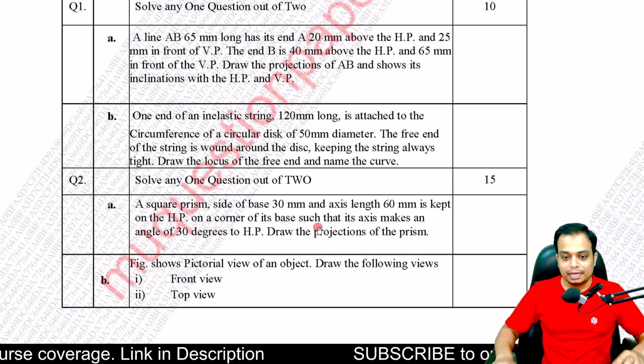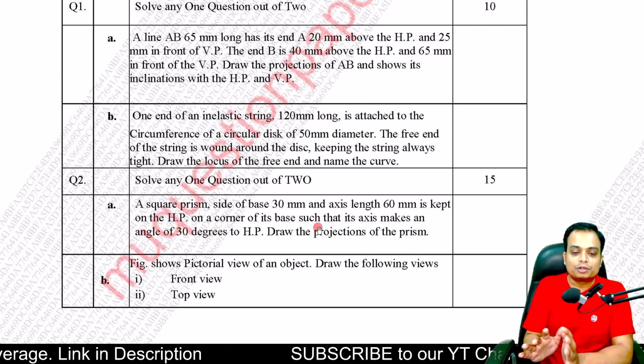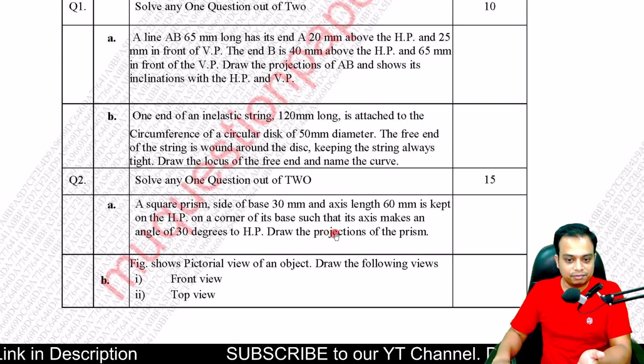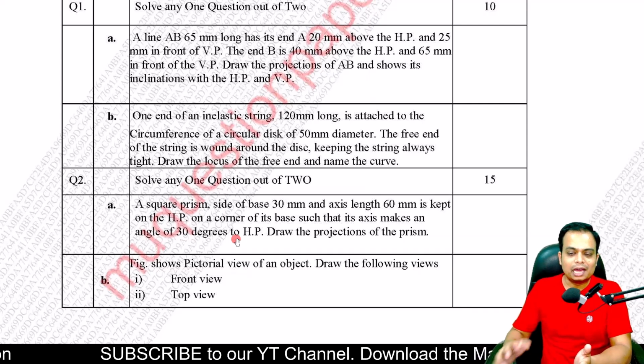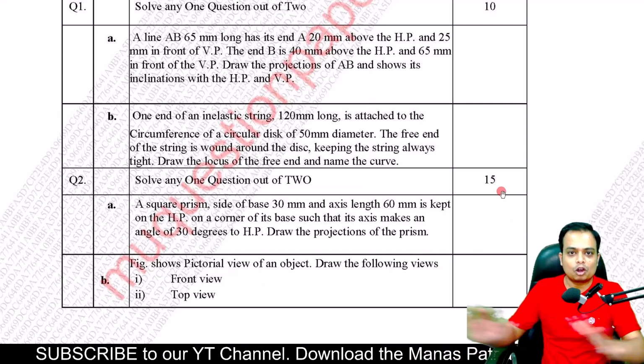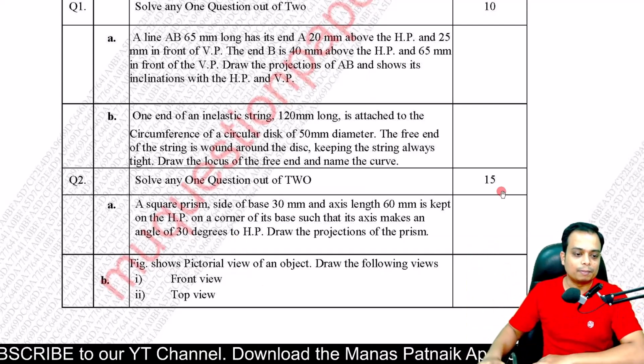In part A, this is basically a problem from projection of solids, and it is very easy. You can see here the axis is making an angle of 30 degrees to the HP. I'll go for this one. I'll get 15 marks. Lock in those 15 marks and move to the next problem.